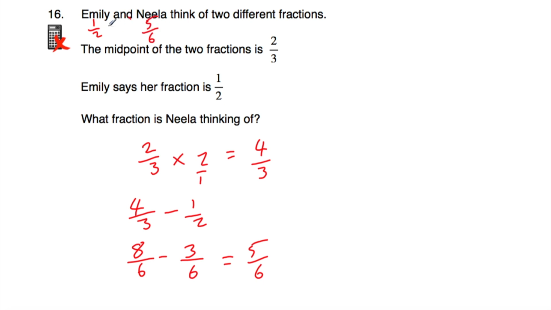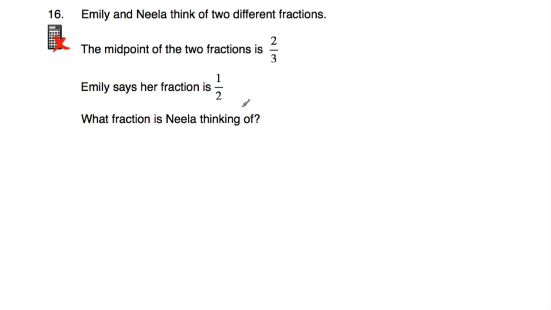And you can test that. If you added those two fractions together, you would get 4 thirds. And then if you halve that, you will get 2 thirds, which is the midpoint of the two fractions. So what fraction was Neela thinking of? The answer is 5 sixths. So that's one approach. Now let's look at another approach.